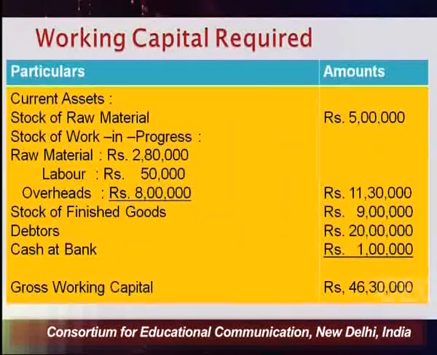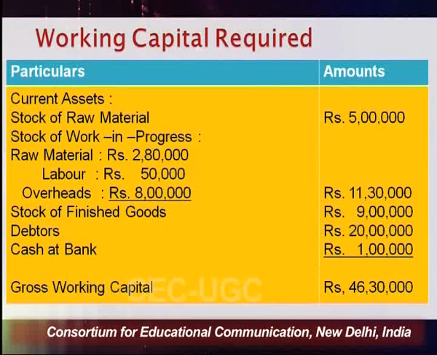We shall be aggregating raw material rupees 2,80,000, labor rupees 50,000 and overheads rupees 8 lakh. When we aggregate them, it becomes rupees 11,30,000. Once the work in progress is over, the next item in the list of current assets is stock of finished goods, which is given in the question as 9 lakh rupees. So as it is, we shall be writing that. Debtors are given to be rupees 20 lakh.